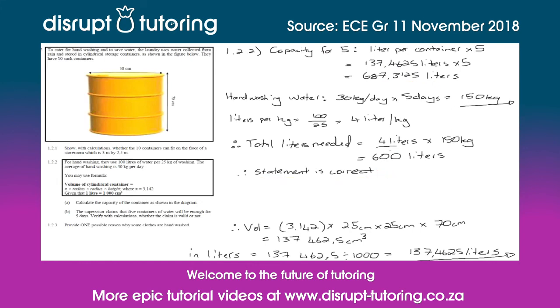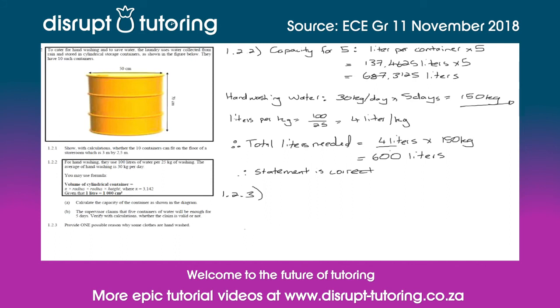And then finally, moving on to 1.2.3, and I'll erase this bottom section so we have space for it. Okay then, so I made some space, and the last question says, provide one possible reason why some clothes are hand washed. And the reason is that the washing machine can damage some clothes. So a reason to hand wash is that it causes less damage to your clothes.